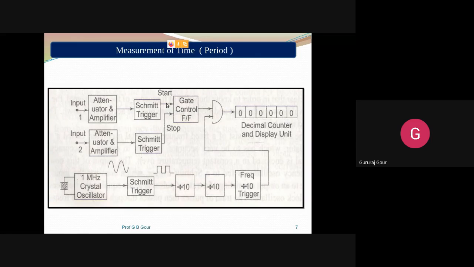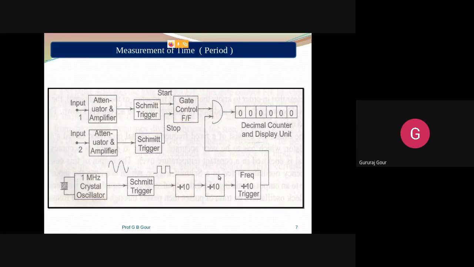Now here, at the output of the Schmitt trigger, you can say it as a start here, we will be getting a train of pulses. Stop here, we will be getting the train of pulses from where once we get the stop pulse, the stop point. Okay. So the selection of the time period: what time period do we want to measure? That will be selected.